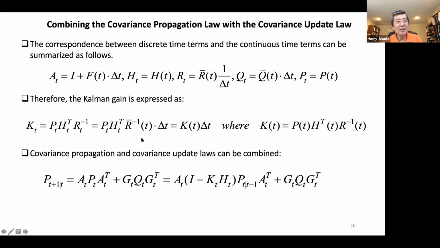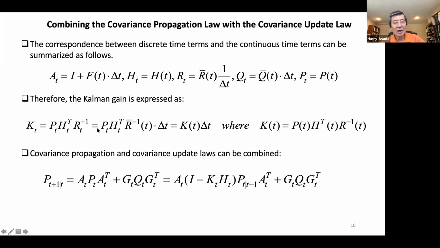So to summarize this, we have AT corresponding to I plus FT times delta T, and H basically the same, and RT turns out to be R bar T over delta T, and then QT is Q bar T times delta T, okay? So therefore, the Kalman gain can be expressed in the following way. We got this expression, right? RT inverse, and then here's the a posteriori error covariance.